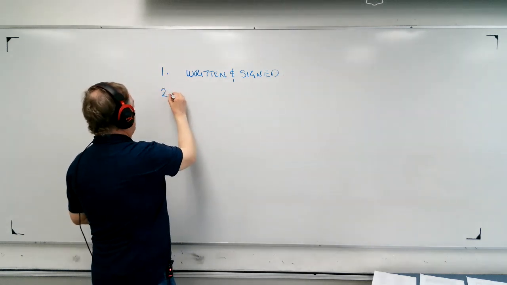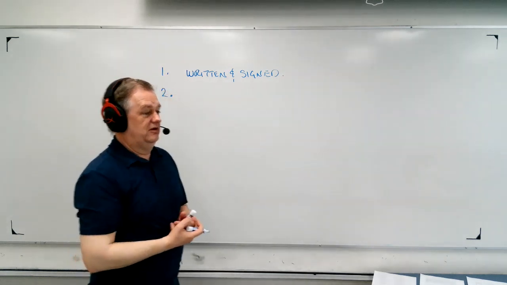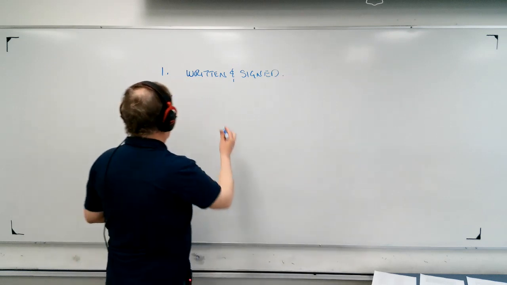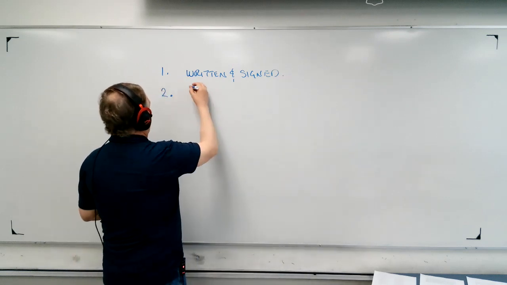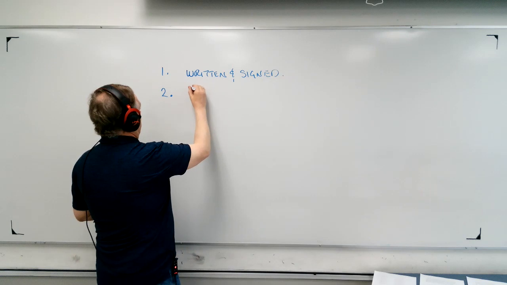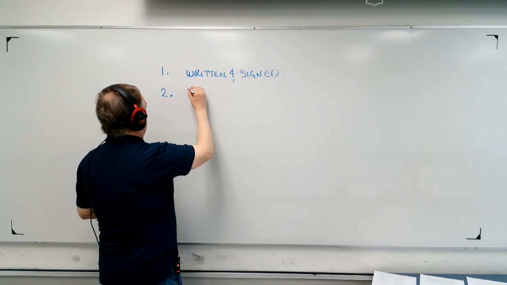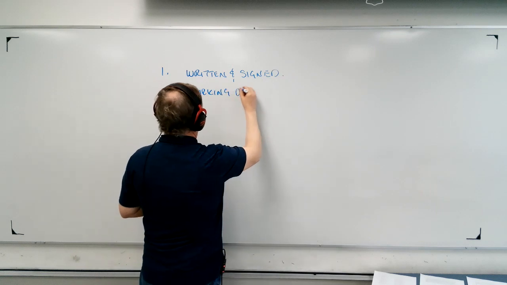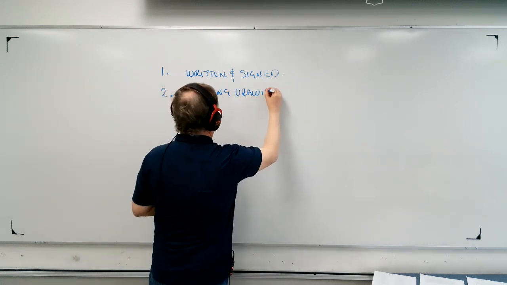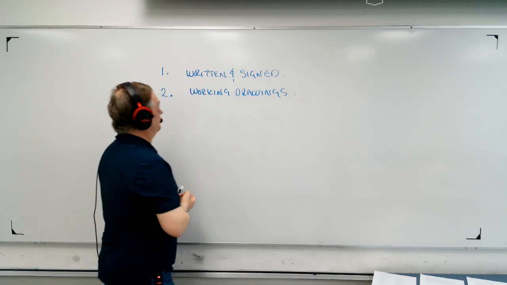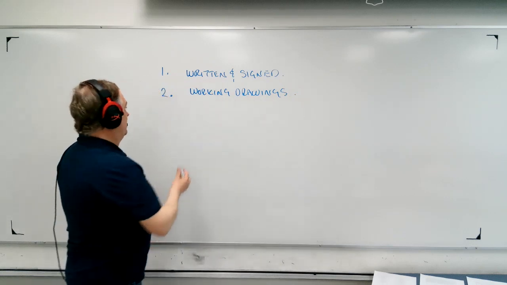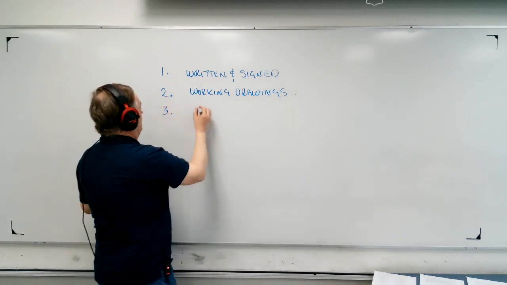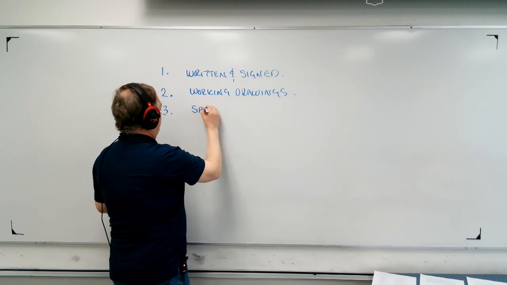The second part of the legal document that you are signing as a general contractor is the actual working drawings. So it's that set of drawings that has been developed all the way through. So that's the second part. And the third part is the specifications.